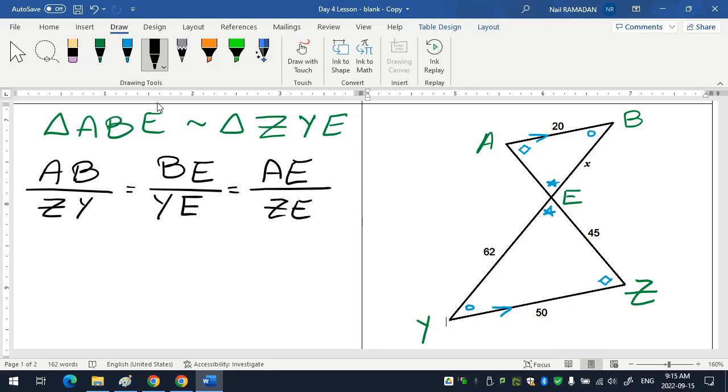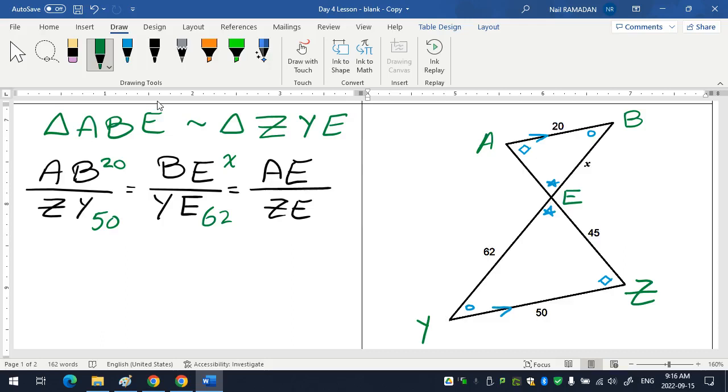Okay, let's put some numbers in, wherever we know them. Do I know what AB is? How much? 20. How about ZY? 50. How about BE? Just this part. Just this part here. Look, it's given as x, so it's x. How about YE? YE is 62. Can I stop here? Do I have three numbers and one x? I do. I can stop here.